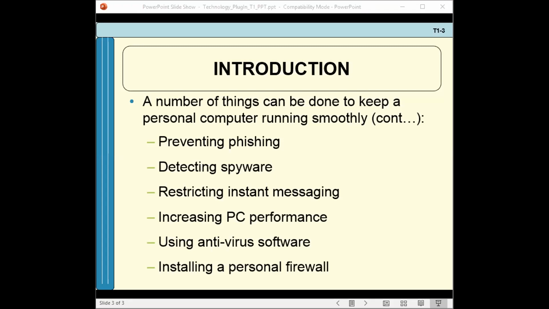So you can use antivirus software. There are three main types of viruses in circulation: boot sector viruses, macro viruses, and file infecting viruses. Your antivirus software has virus definition files.